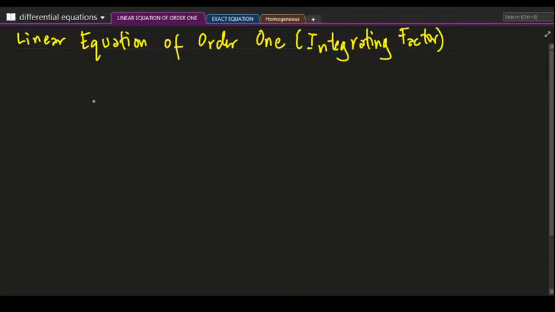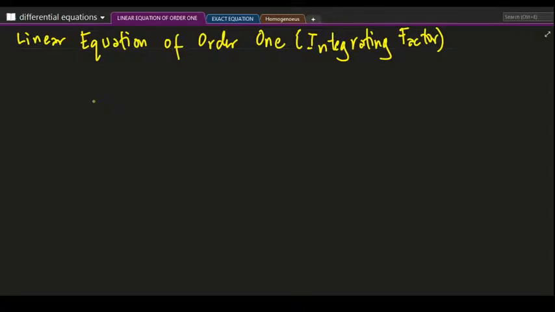By the definition itself, the linear equation of order 1 is a differential equation wherein the order of the derivative is in the first order, so y prime in some nomenclature, and also it is linear. When we say linear, the involved variables are two-dimensional, which are x and y.